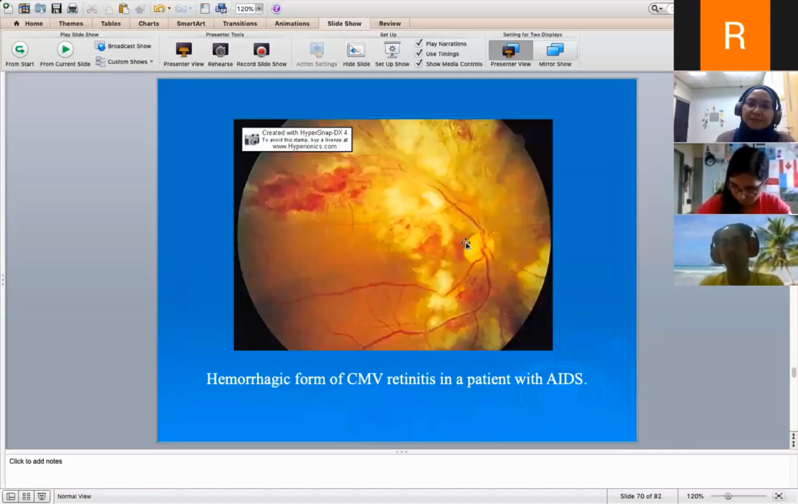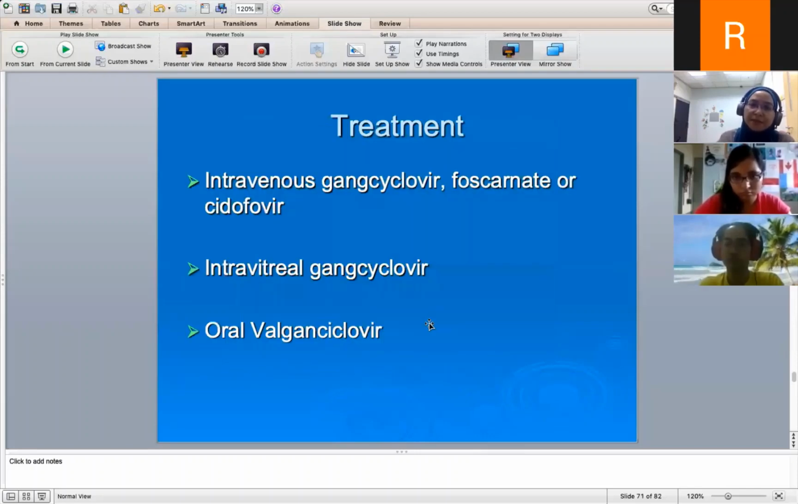Now again, this one is quite extensive. So you get this white patch area, which is an area of retinitis, and this is some hemorrhages. So you get hemorrhagic retinitis. So this is also in a CMV patient. If you get a patient with HIV, the first thing, if the patient complains, is to rule out CMV retinitis because it can be very aggressive.